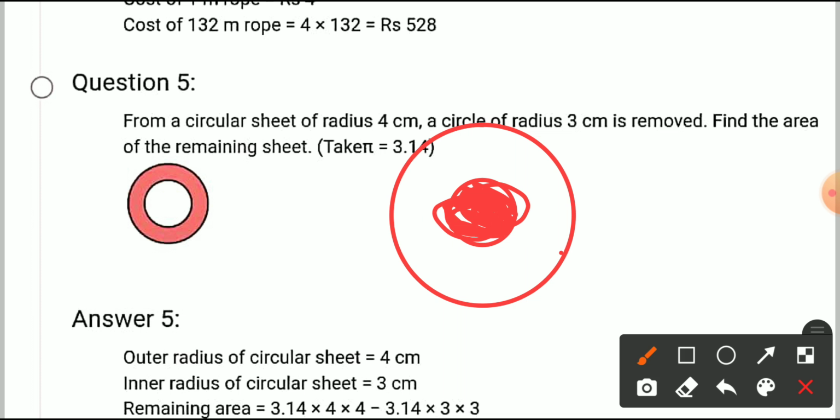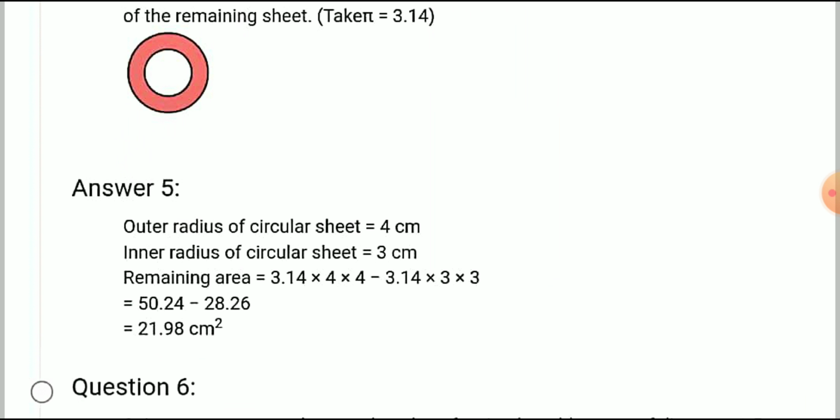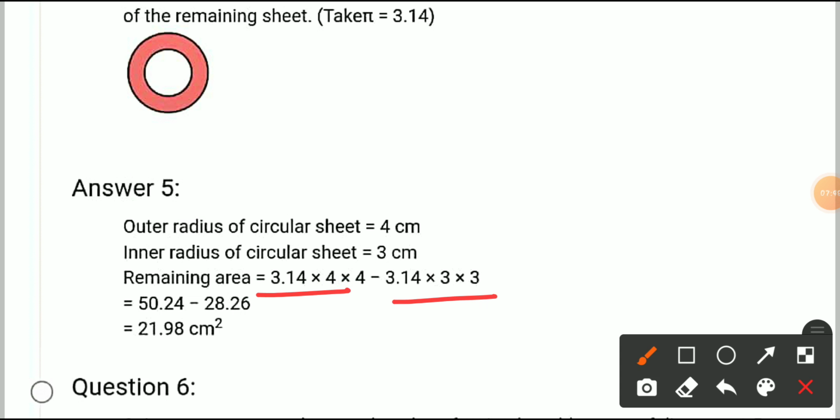Now the thing is, how will we remove this, or how will we calculate this portion's area? To calculate this, you have to do one simple thing. First, find the area of the outer ring, and find the area of the inner ring. Okay, the area enclosed by the outer ring and the area enclosed by the inner ring, and then you subtract it. As you can see in this solution, the outer circle radius is 4 centimeter, and the inner circle radius is 3 centimeter. Remaining area is equal to the area of the first circle minus the area of the second circle. So likewise you will get the answer very easily.